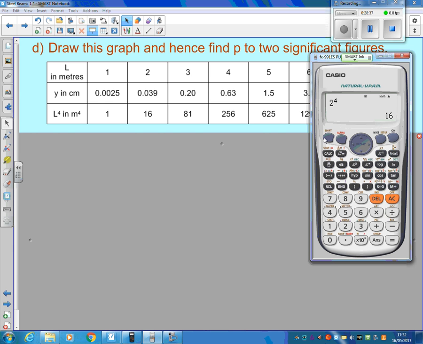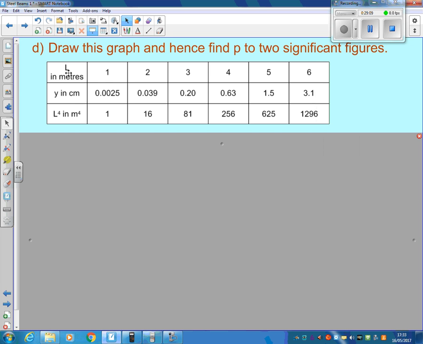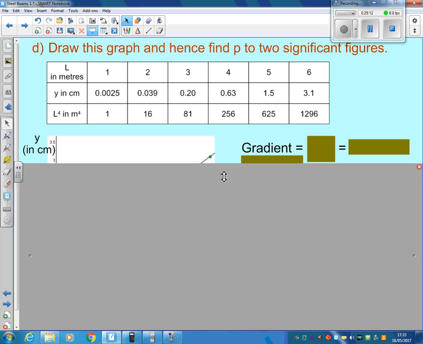Okay, a quick way is to go x to the power of 4 and then just do calc 1, calc 2, calc 3, calc 4 and see how quick that is. So what you do is calc 1 comes to 1, calc 2 comes to 16, calc 3 comes to 81 and so on. Okay, and then we'll just do one more. Calc 4 is 256 and so on. So I get these numbers here. You can check yourself if you get those numbers. Now I plot the Y against L to the 4.